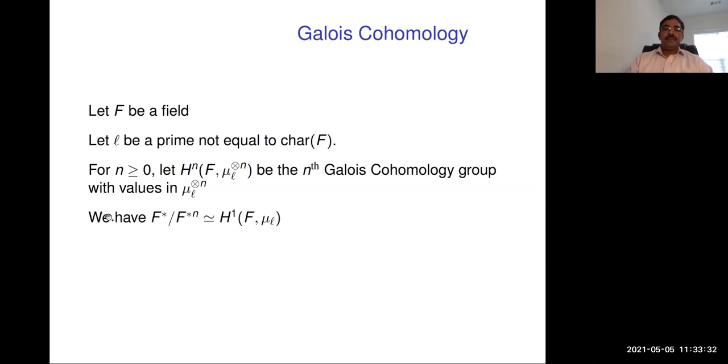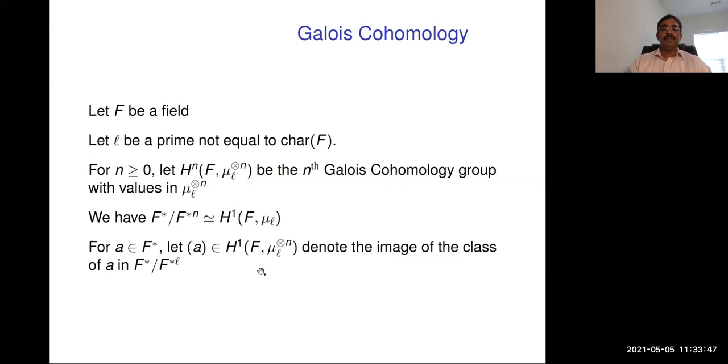And by Hilbert 90, we get F*/(F*)^ℓ, the quotient by the ℓth powers of the field, and this quotient group is isomorphic with H^1(F, μ_ℓ). It follows from Hilbert 90 that H^1(F, G_m) is trivial. So given an element a in F*, consider its class in F*/(F*)^ℓ and take its image in this H^1(F, μ_ℓ). That is denoted by the bracket (a).